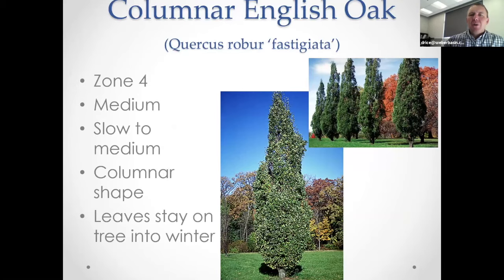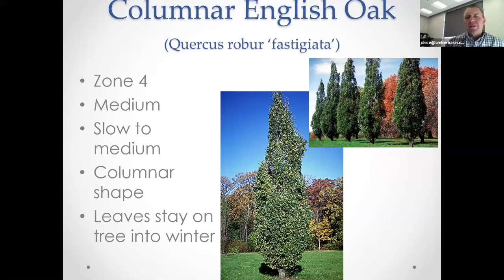Columnar English oak. Now I've talked about a few columnar varieties. The leaves stay on the tree into late winter with some of these oaks. Red oak is a little bit the same way. But if you're looking for a good, strong, upright columnar variety, some people grow poplars because they get tall and columnar. The reason they grow those is they're also fast.